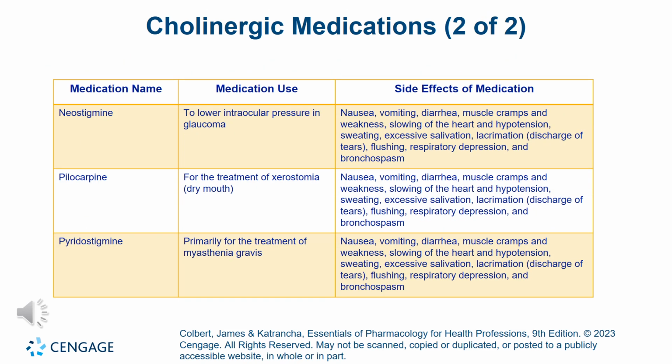Here are a few more cholinergic medications to review, and these are on table 13.4 in your ebook. These include neostigmine, which is used to lower intraocular pressure in glaucoma. Pilocarpine is used to treat xerostomia or dry mouth. Pyridostigmine is used primarily for the treatment of myasthenia gravis. Side effects are the same as I discussed earlier.